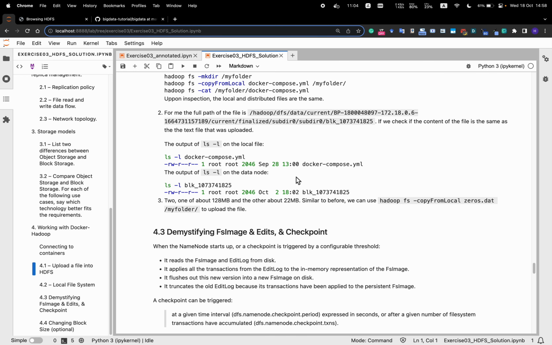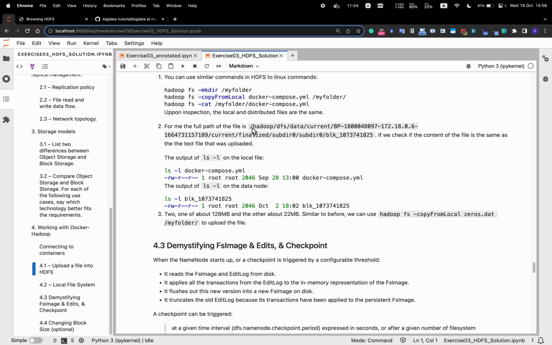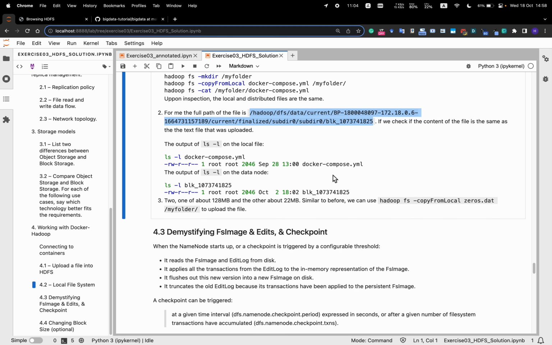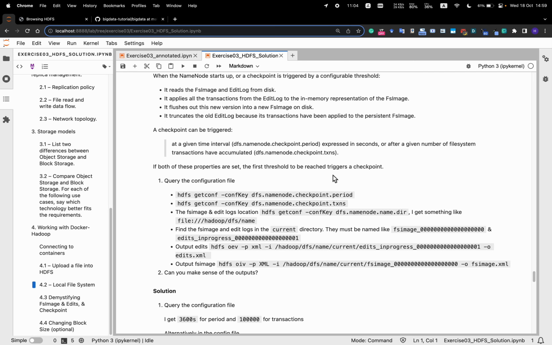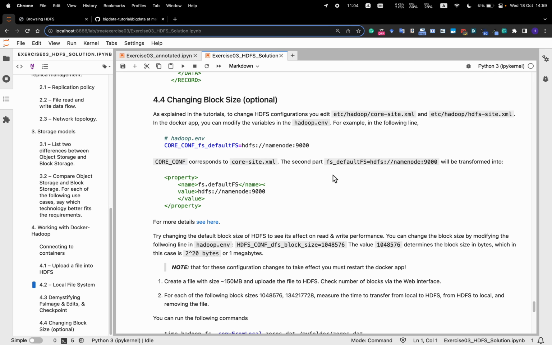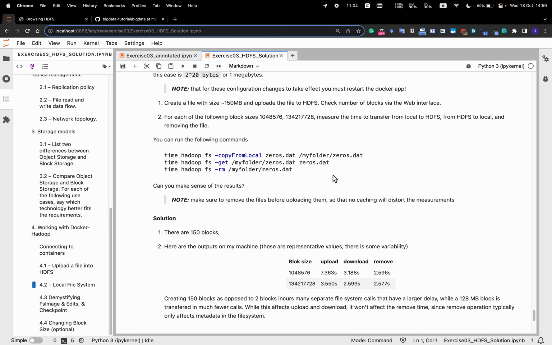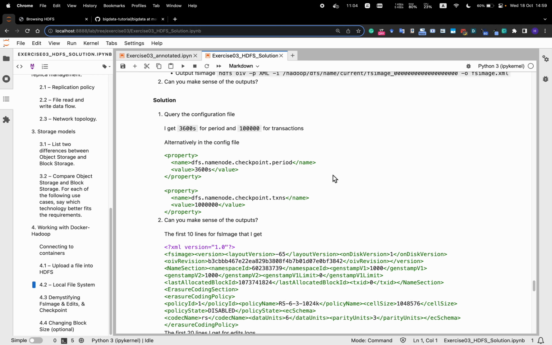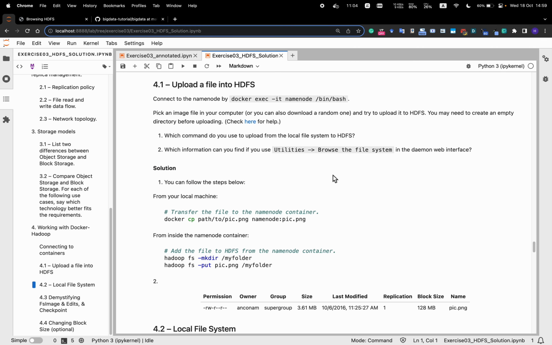And then you can look at the files. Once you've uploaded your file to the Hadoop file system, you can inspect the actual file. This is a block, and it's stored as a local file. You can't really inspect the content because it's a bunch of bytes, but basically it's a normal file, just like any other file, like a Docker Compose YAML file. And you can change the block size. So that's pretty much it. That's all the stuff I'd like to cover in this session.